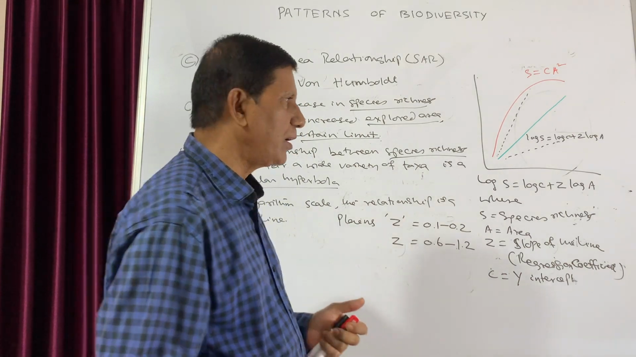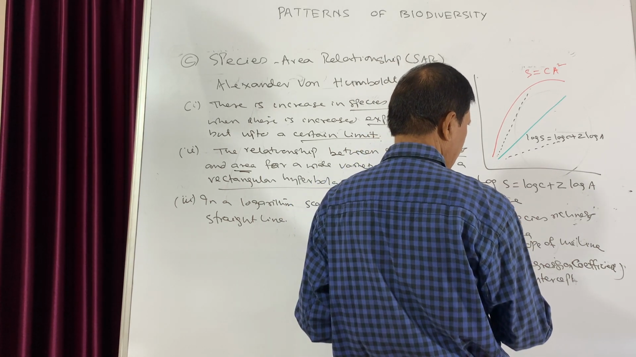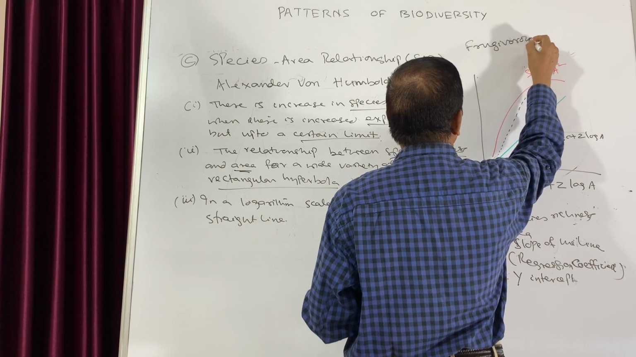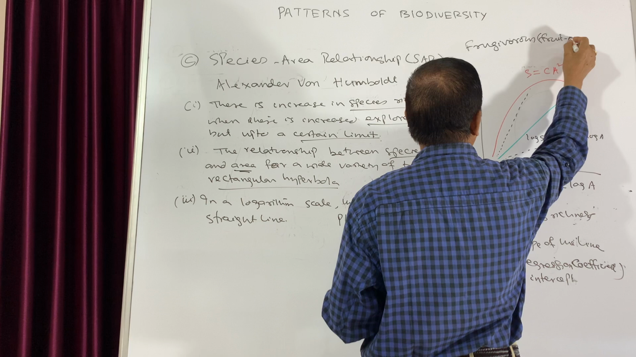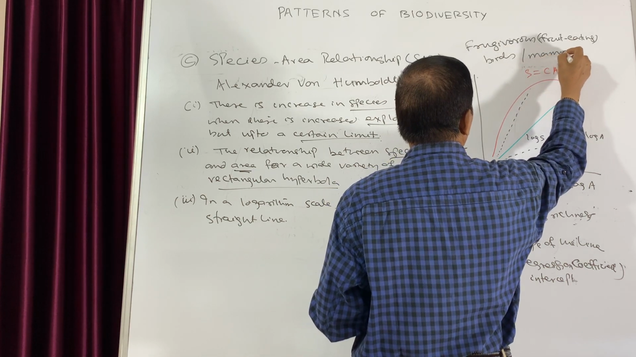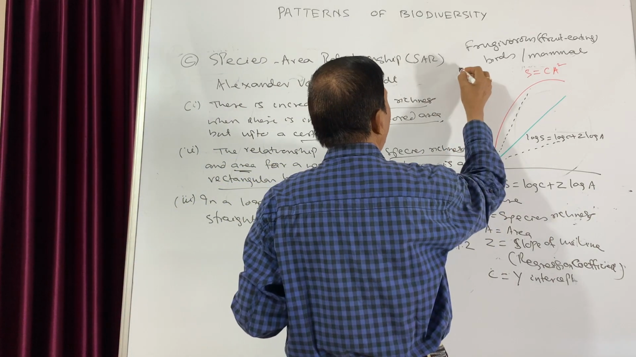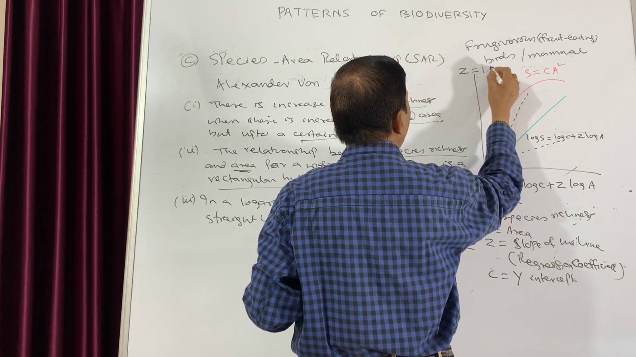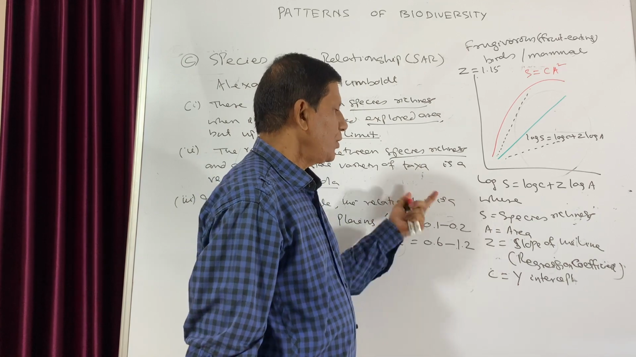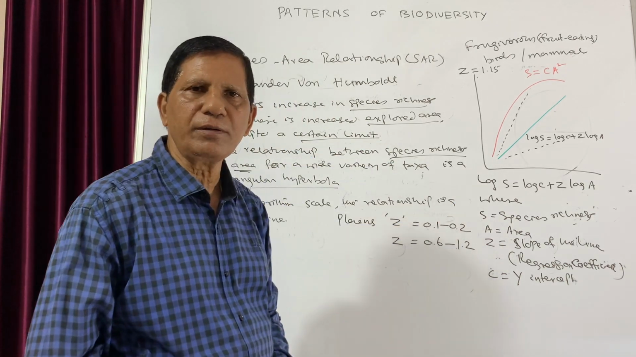Now you will take the case of frugivorous birds. Frugivorous means fruit eating. Or mammals. So in case of frugivorous birds and mammals, the Z value is equal to 1.15. That means it is approaching this one, which gives a steeper line. So this is about the species area relationship. This graph and all these things are very important from the examination point of view.